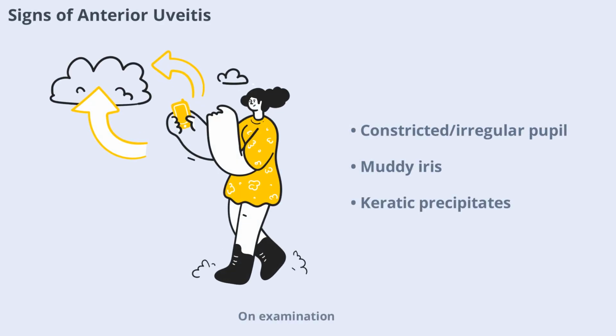On examination, anterior uveitis reveals a constricted or irregular pupil, a muddy appearance of the iris, and the presence of keratitis precipitates, tiny deposits on the corneal endothelium. These signs help clinicians confirm the diagnosis and guide appropriate treatment. Recognizing these features is key to differentiating uveitis from other eye conditions.